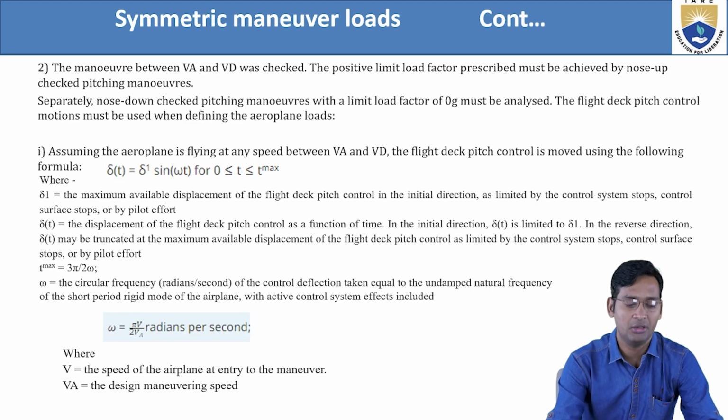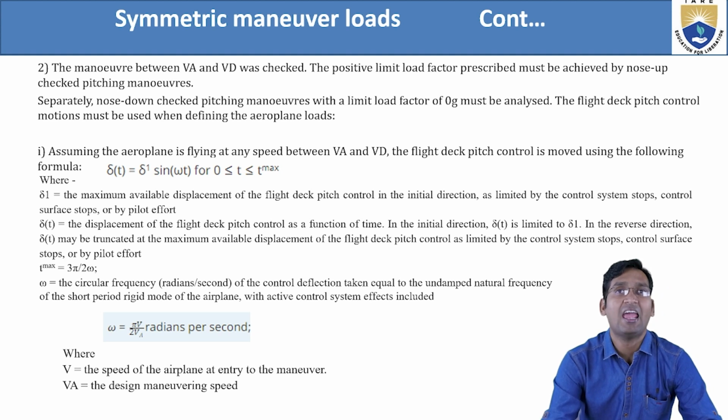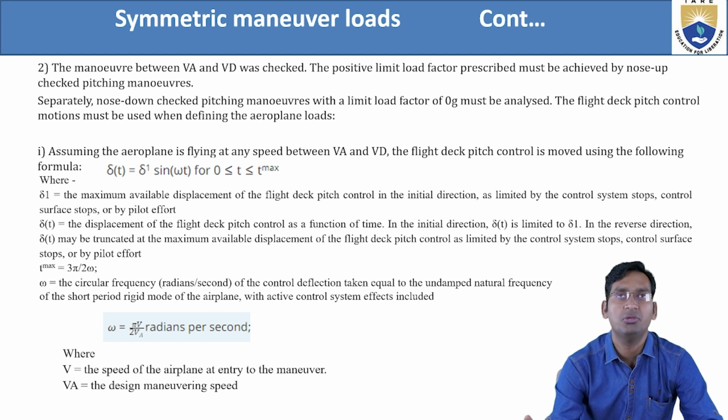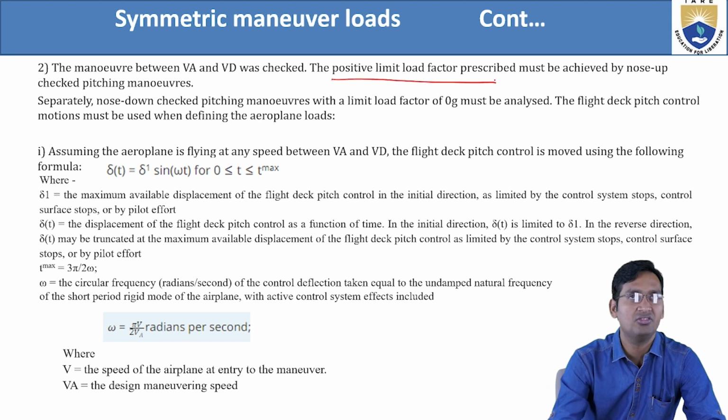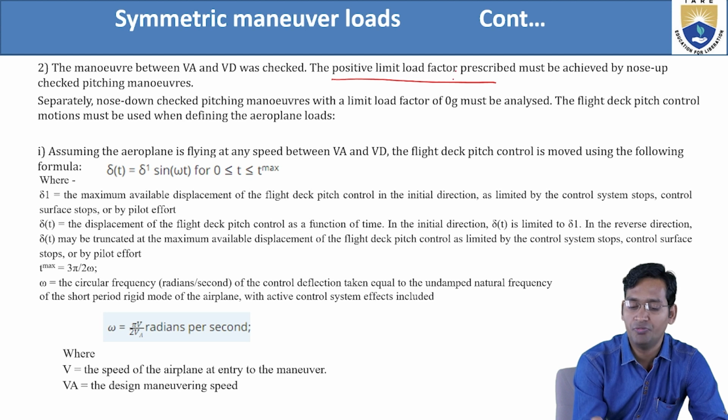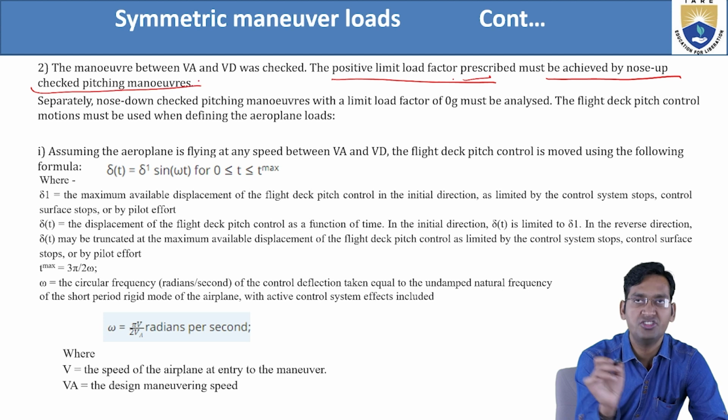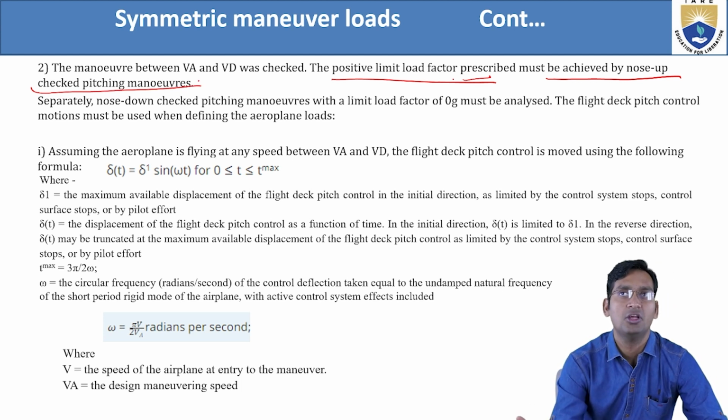Okay, now the second part. That we had seen. So the maneuver between VA and VD was checked. First, the maneuver between VA and VD checked. The positive limit load factor prescribed must be achieved by a nose-up checked pitching maneuver. So we had already seen the positive pitch limit that is generated when the cockpit nose is up. So whatever positive limit load factor is prescribed must be achieved by the nose-up checked pitching maneuver.